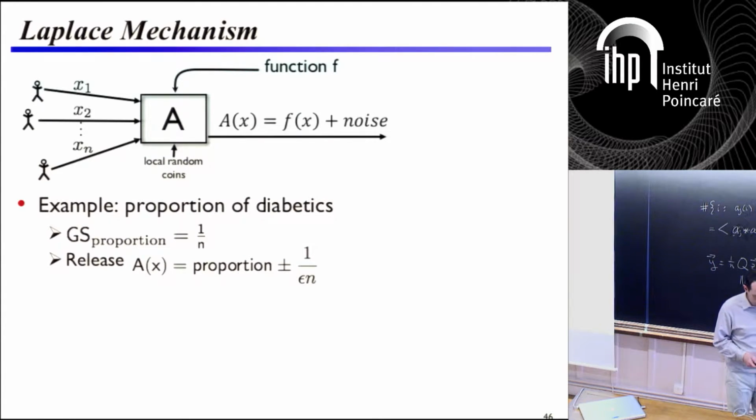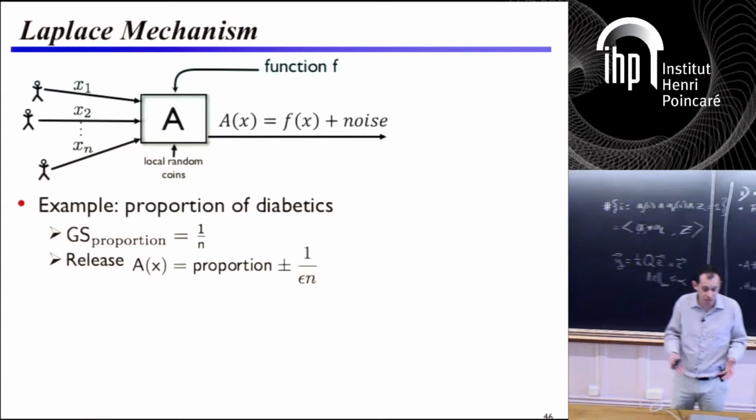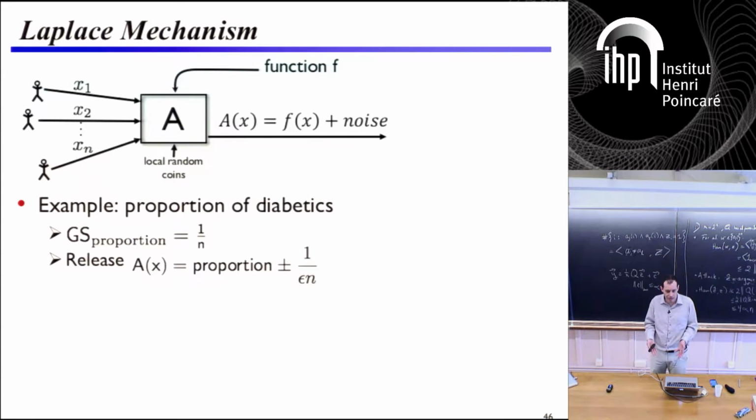So you might ask, okay, so this is differentially private. A natural question is, is this a lot of noise? Is this a little noise? Is this too much? How do we calibrate our sense of whether or not this is acceptable?